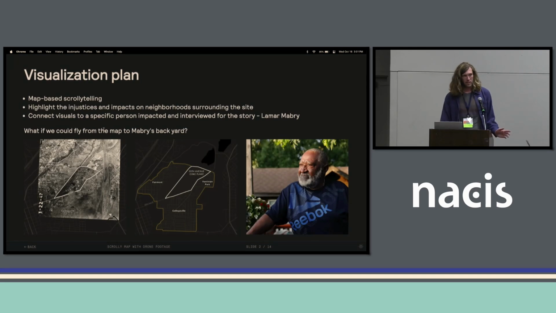So yeah, the visualization plan for this was to make a map, Scrolly map-based storytelling. That was kind of like the base concept here. Highlighting those injustices, highlighting the spatial relationship of the coking plant with the neighborhoods surrounding it. But also wanted to connect this to like individual people that live in these places.